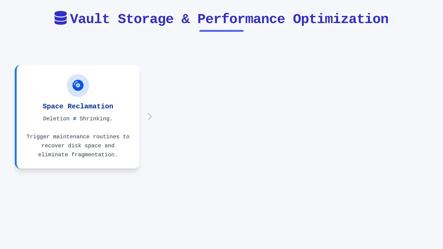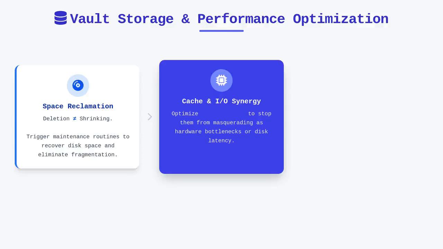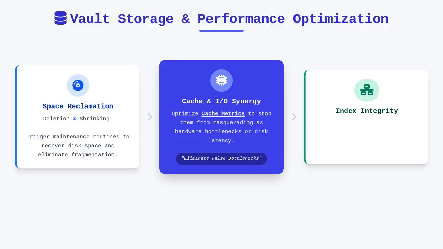You need to monitor how the internal cache metrics interact with your index performance, as poorly tuned cache parameters often disguise themselves as disk latency or hardware bottlenecks. When an index becomes fragmented, the overhead of reading data pages increases, which places an unnecessary burden on the I/O subsystem and potentially manifests as slow query execution times.